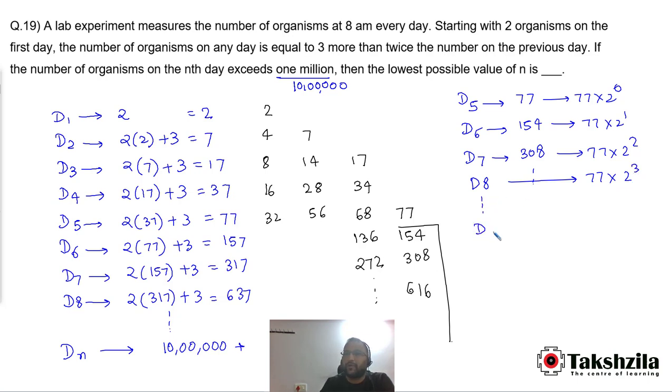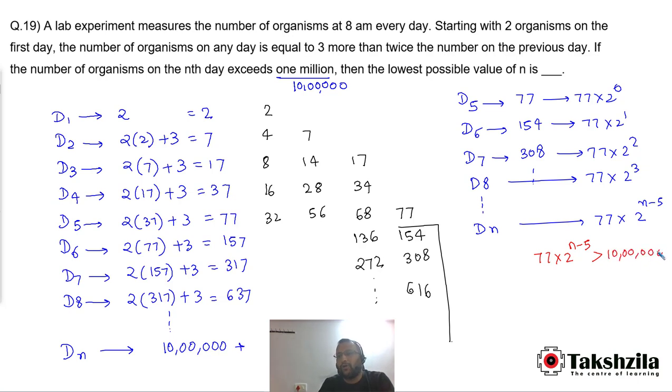Day n is going to be how much? 77 into 2 to the power how much? 8 minus 3 is 5. 7 minus 2 is 5. So it is going to be n minus 5, 2 to the power n minus 5. Now we want 77 into 2 to the power n minus 5 का जो वैल्यू है, that should be greater than 10 lakh.